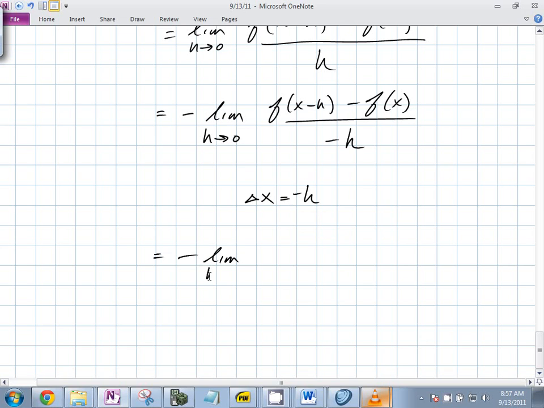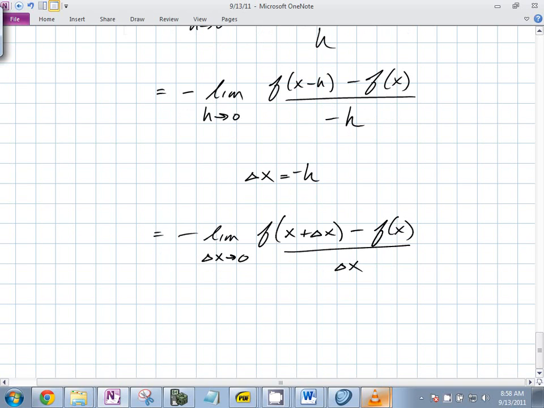Well, not h. What would it be? The limit changes, right? Delta x goes to what? To 0 of f of x plus delta x, minus f of x, all over delta x.